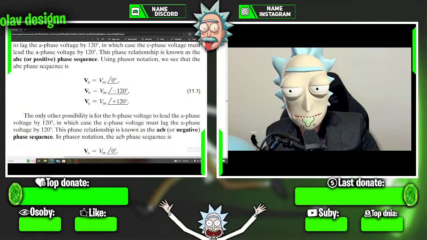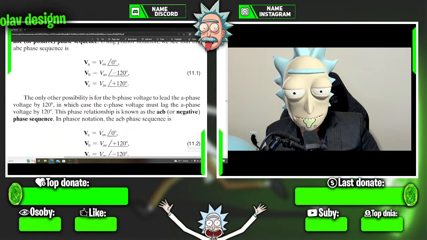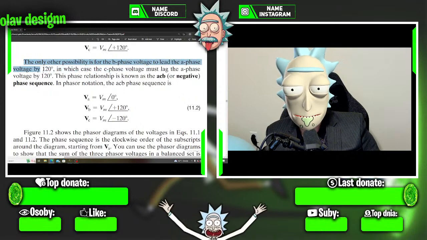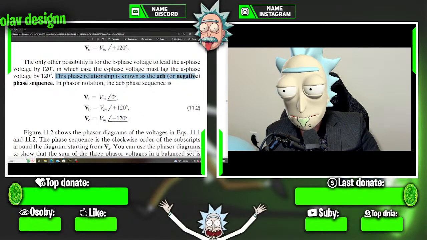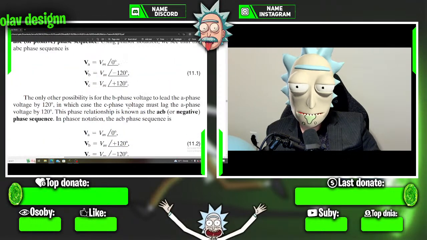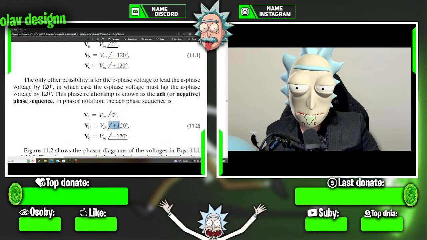For the negative sequence, we're going to have a positive 120 and negative 120. So the only other possibility is for the B phase voltage to lead the A phase voltage by 120 degrees, in which case the C phase voltage must lag the A phase voltage by 120 degrees. This phase relationship is known as the ACB, or negative phase sequence. In phase notation, the ACB phase sequence is what I just said earlier, right? Instead of negative 120, positive 120, we have positive 120, negative 120.